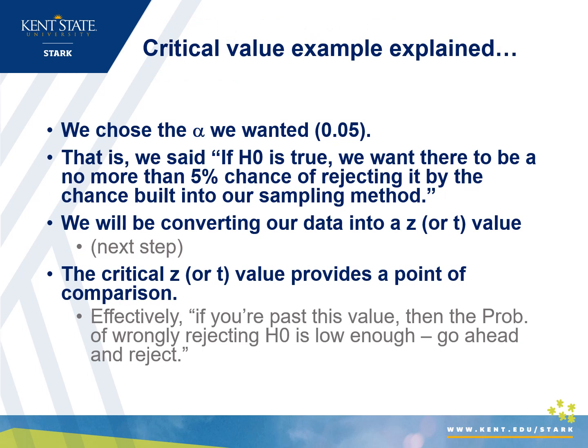This step is really a connecting step between the previous, when we chose our level of significance, and the next, when we'll convert our data into a z-value. What the critical value does is provide a connection between this 0.05 level of significance and the z-value we're going to calculate. So where we are heading is, if the calculated z-value is past the critical, then the probability of wrongly rejecting the null is low enough that we should reject.